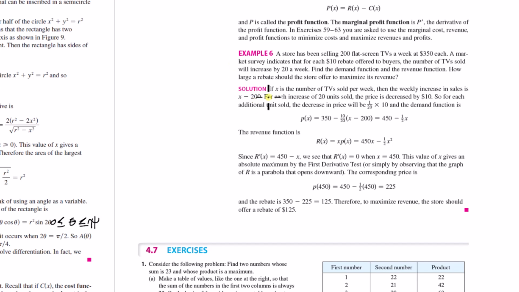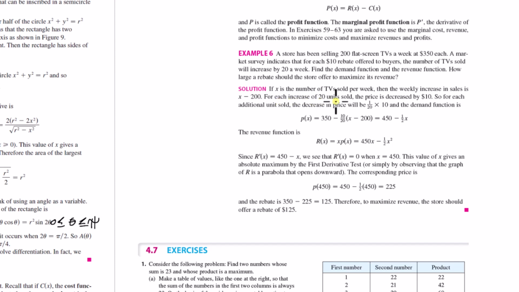All right, so let's see. It says if X is the number of TVs sold per week, then the weekly increase in sales is X minus 200. So if you only sell 100 units, then the quote unquote increase is actually a decrease. So it's kind of a deceiving sentence here. It says increase, like this should always be an increase, but technically X could be any number greater than or equal to 0. This could be a decrease in sales or an increase, depending on what X is, right?